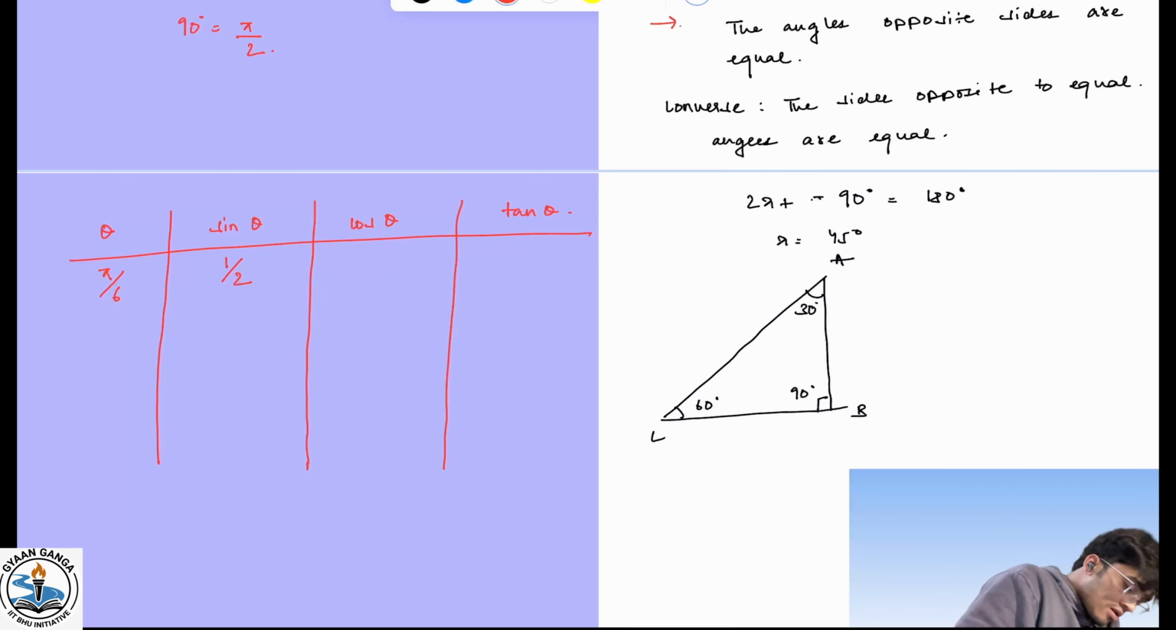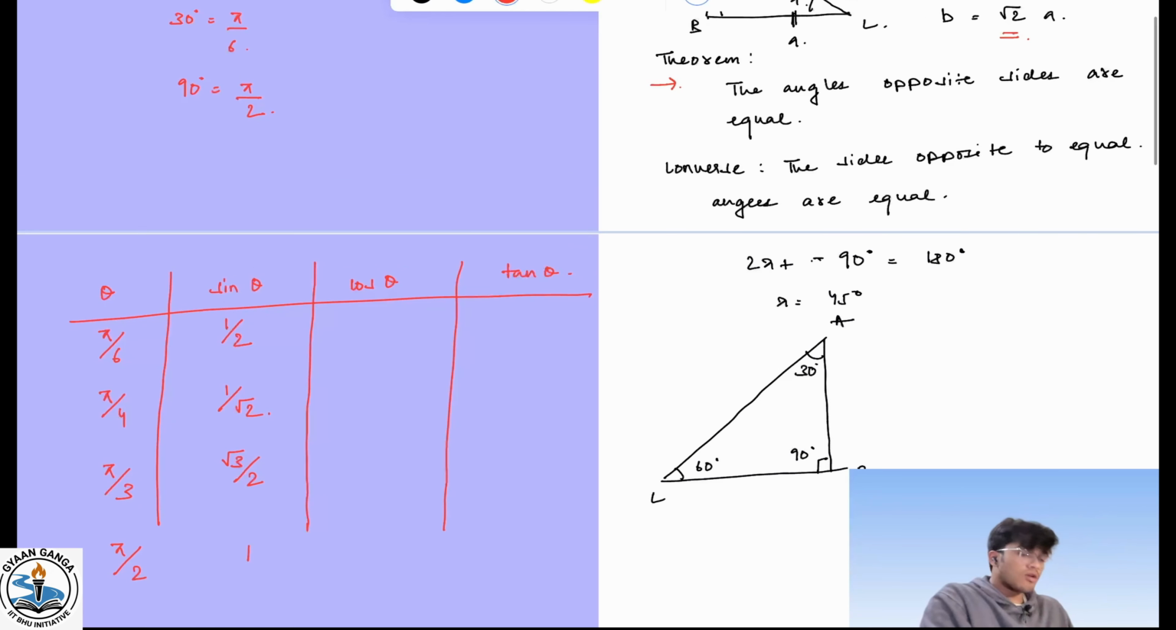Next we have pi by 3. Sorry, the next smallest angle in the ascending order is pi by 4, 45 degrees. Sine pi by 4 is 1 by root 2. Then we have pi by 3. The value of sine pi by 3 is root 3 by 2. And then we have pi by 2. The value of sine pi by 2 is 1.